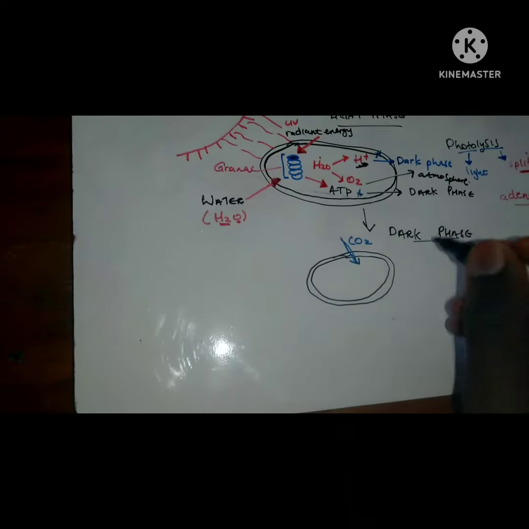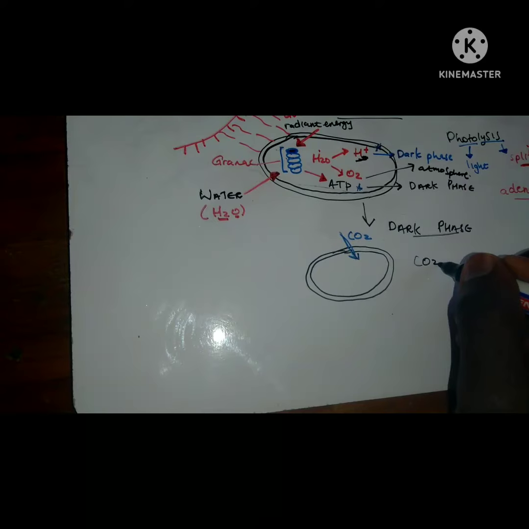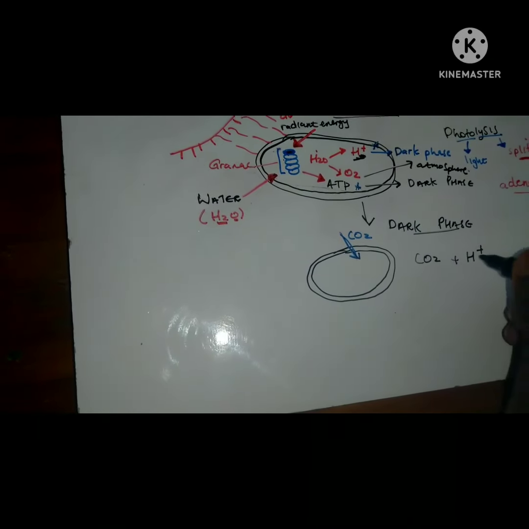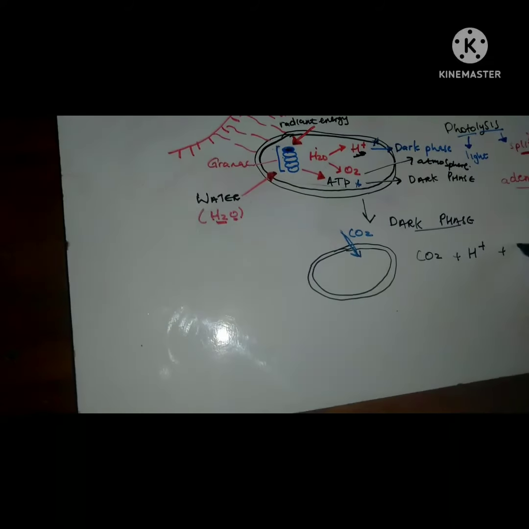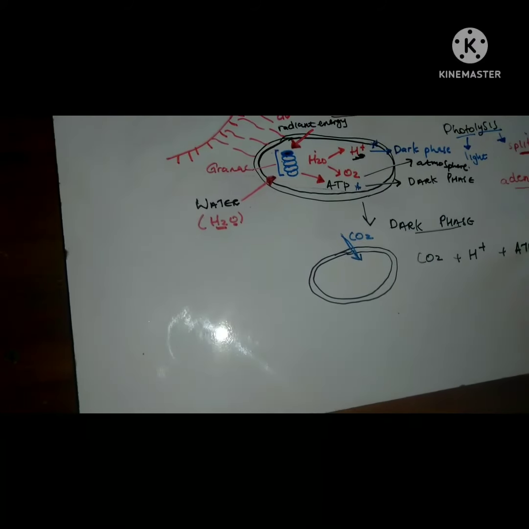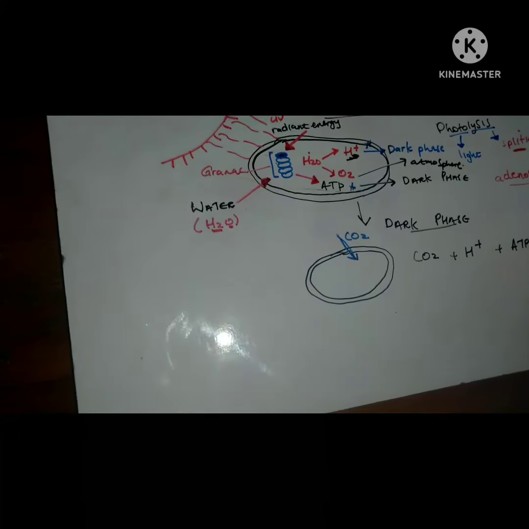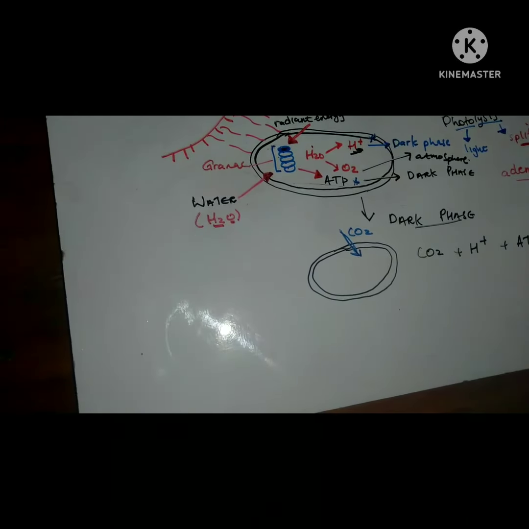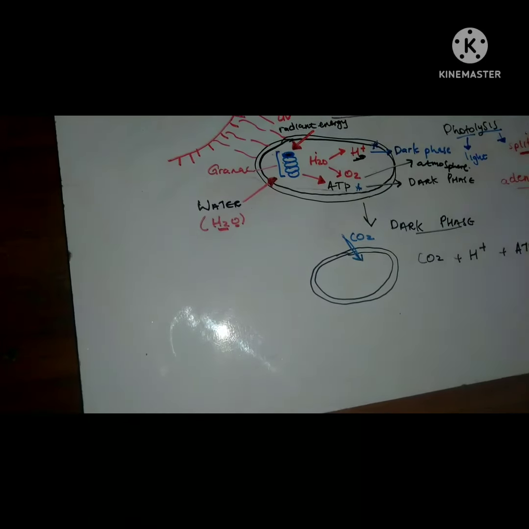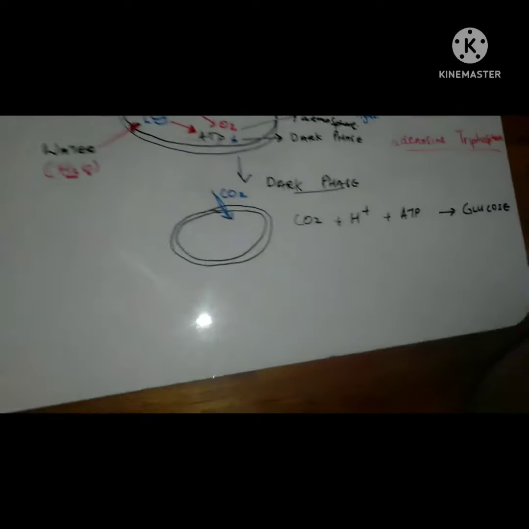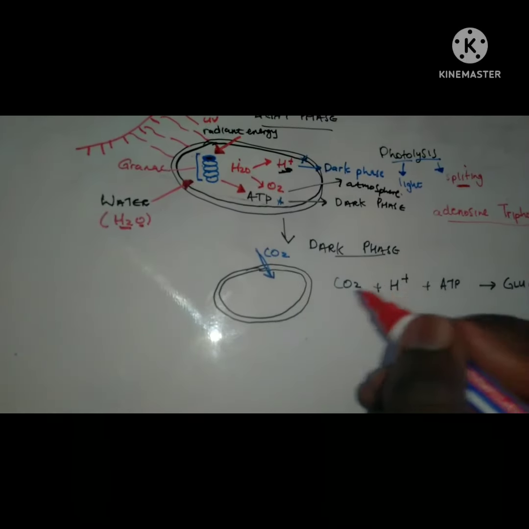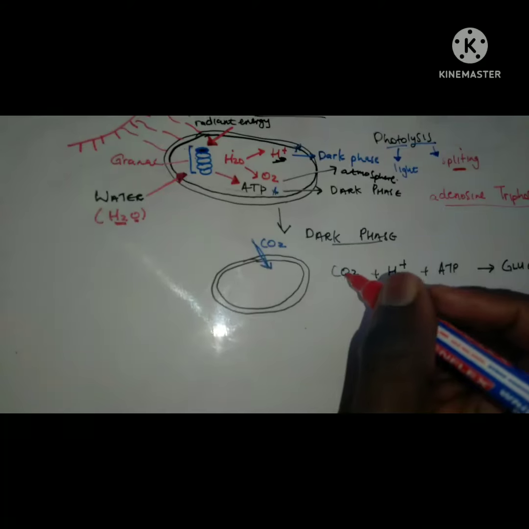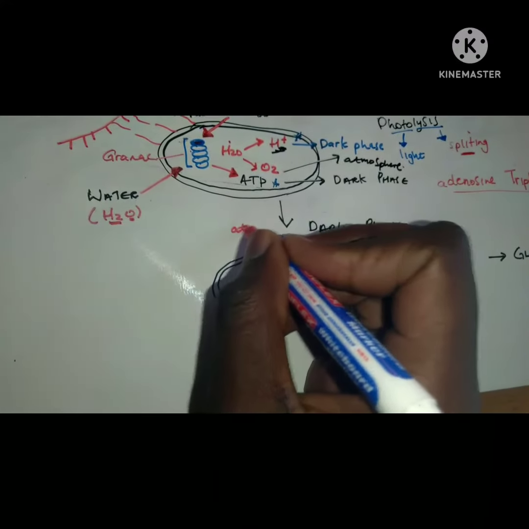So here we'll have what? Carbon dioxide plus energized hydrogen plus ATP, adenosine triphosphate, gives us glucose. Maybe this is not clear enough, but I can try to make it clearer. Okay, so carbon dioxide. Where is this carbon dioxide found? Carbon dioxide is found in the atmosphere.